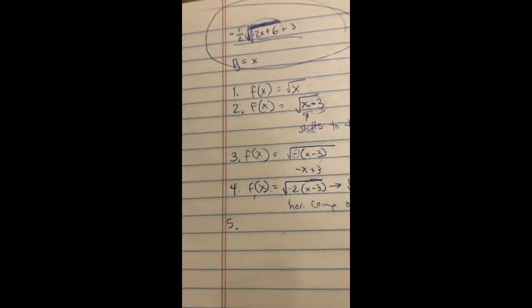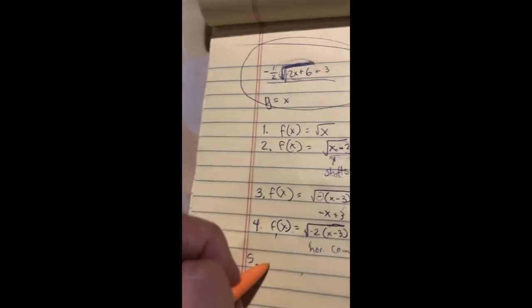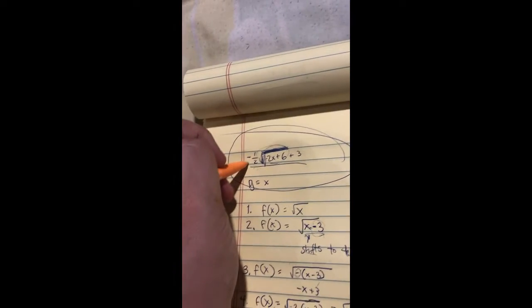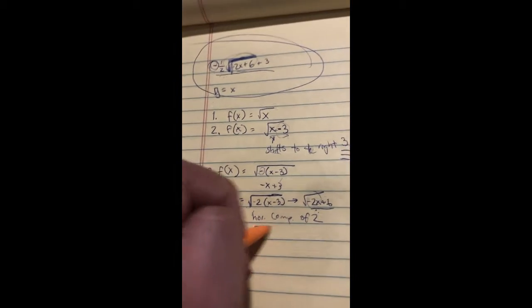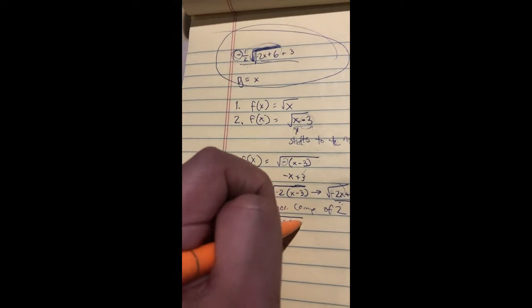Next step, step 5, we have to reflect over the x-axis. Now, why do we need to do that? Well, if you look back up here, there's a negative symbol over here. And all you gotta do for this one is add a negative in front of the negative 2x minus 3.